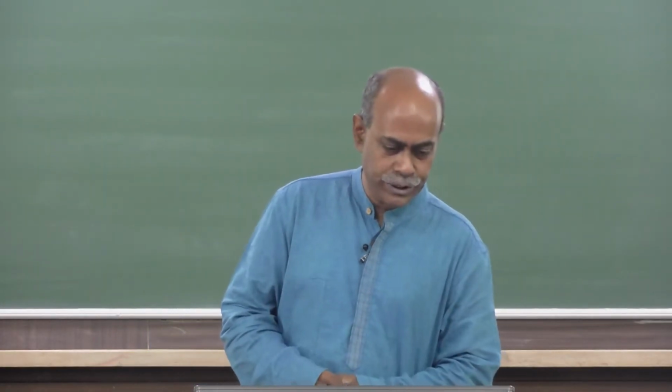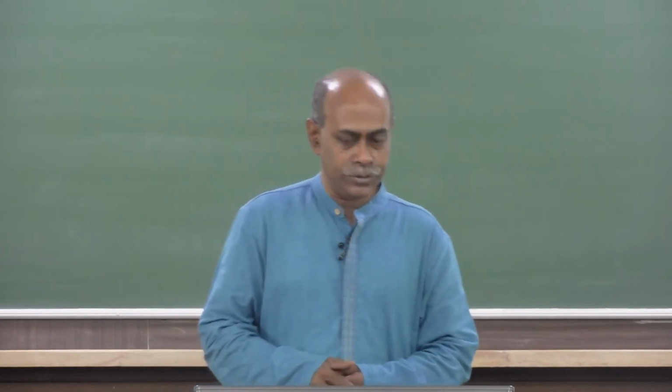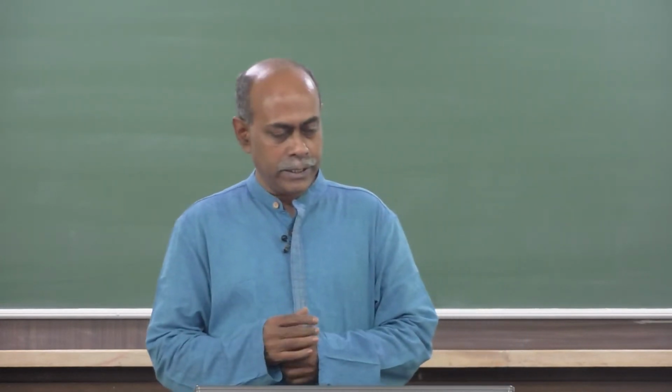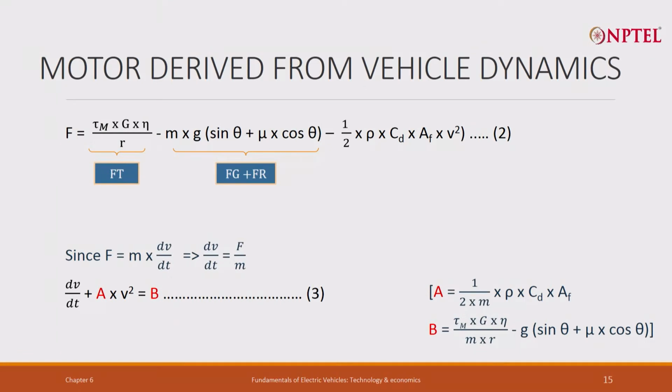And I want you to appreciate that the first term is the traction force, the next thing is the gradient force and the rolling resistance force, and the last term is the air drag. And the reason for my writing the equation like this is that this now becomes a differential equation in V. There is one term which has dV by dt, another term which has V squared, and another term which is independent of V.